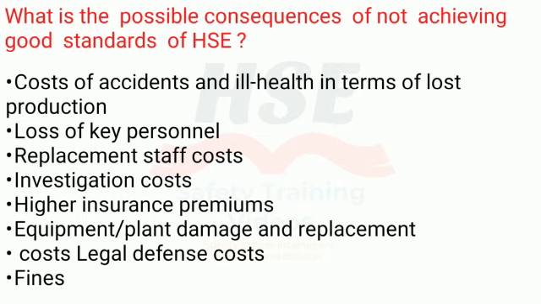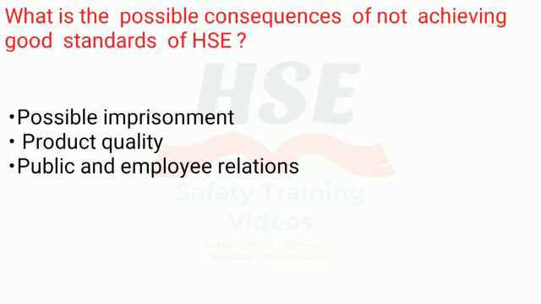What are the possible consequences of not achieving good standards of HSE? Costs of accidents and ill health in terms of lost production. Loss of key personnel. Replacement staff costs. Investigation costs. Higher insurance premiums. Equipment and plant damage and replacement. Legal defense costs. Fines. Possible imprisonment. Product quality. Public and employee relations.